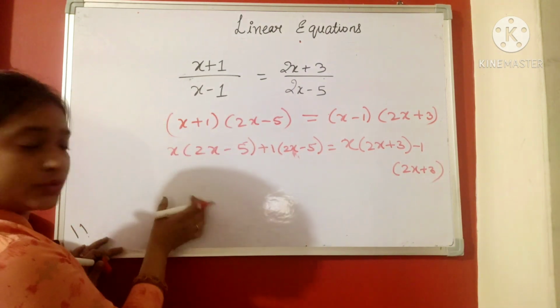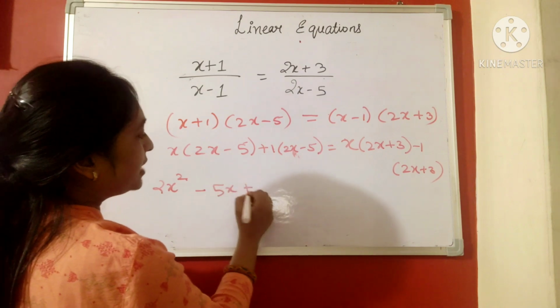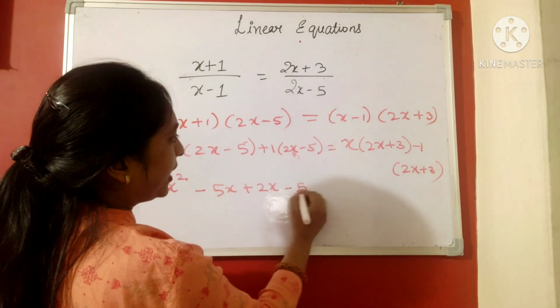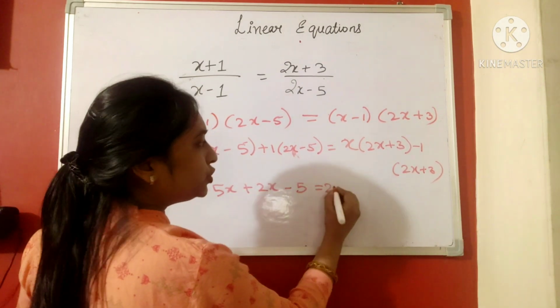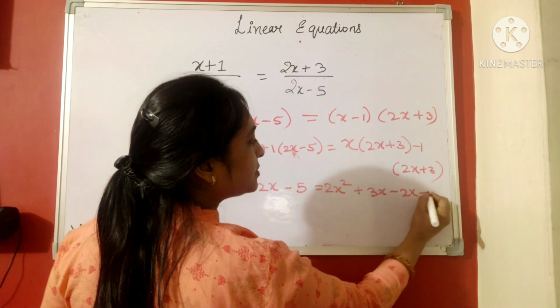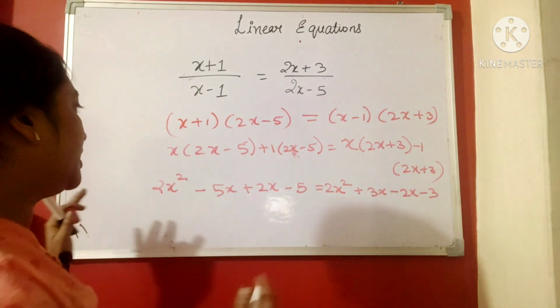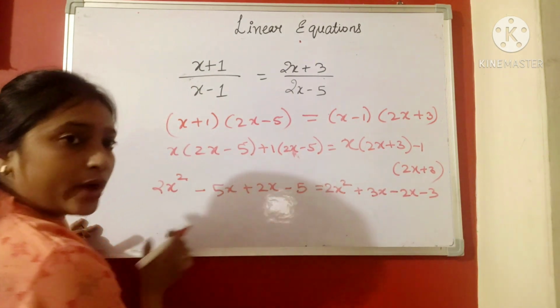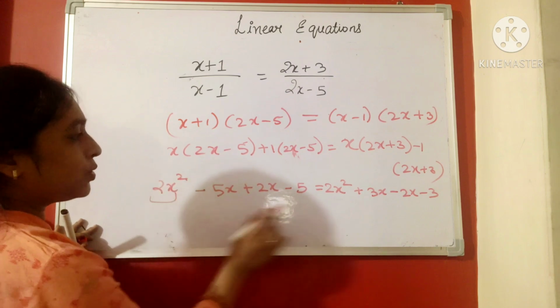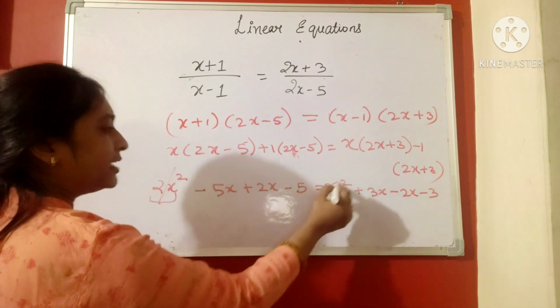Right. Now when we will solve this, it will be 2x square minus 5x plus 2x minus 5 is equal to 2x square plus 3x minus 2x minus 3. Our next step is to bring the like terms together. Right. First of all, x square will be there. This is plus of x square, and that side also 2x square, which will get cancelled.